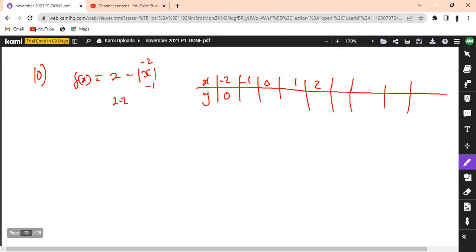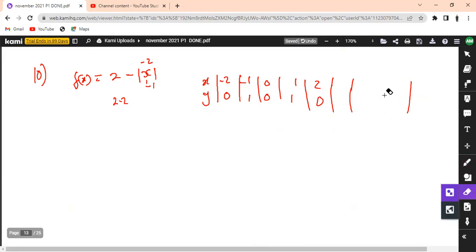When x is -1, it's taken as a positive, so it's 2 minus 1, which is 1 here. When x is 0, it's 2 minus 0. So it's just taken as a positive throughout. When x is 1, it's going to be 2 minus 1, which is 1. When x is 2, it's 2 minus 2, which is 0. So it's just taken as a positive throughout. That is what the modulus actually means.